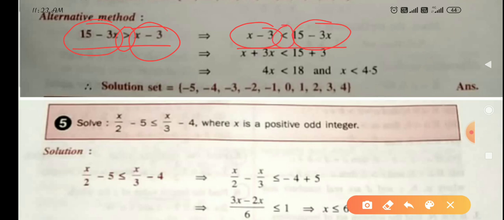So what is the benefit by doing so? Actually, by doing so, you can avoid the negative sign. In previous solution, minus x minus 3x was coming. Now if you take minus 3x to LHS, it will become x plus 3x. And 15 plus 3 it will come. So x plus 3x is 4x, and 15 plus 3 is 18. After simplification, it is coming x is less than 4.5. Answer will be same, and the same solution set will come.